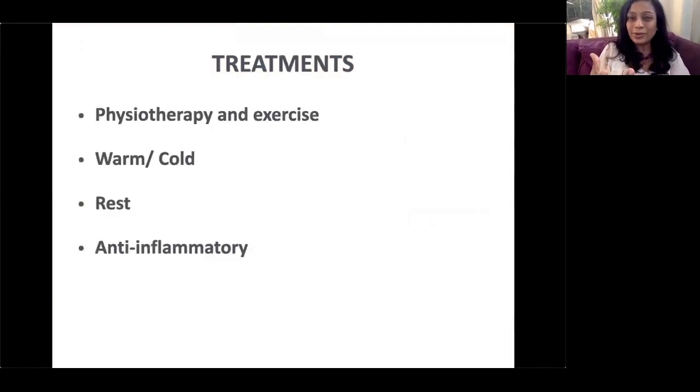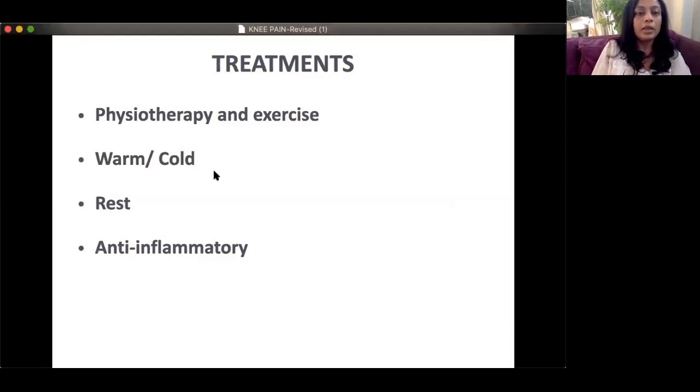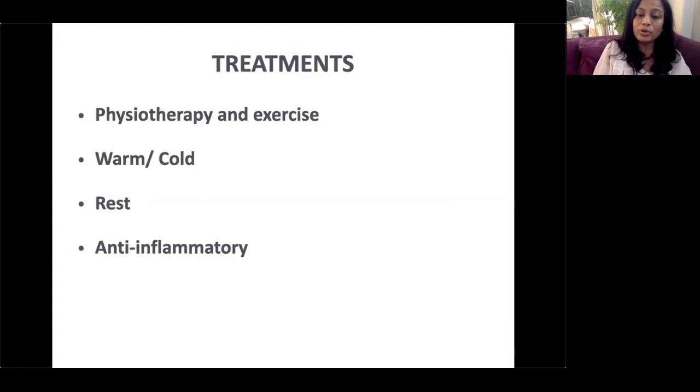So how do we treat all these things? Most of these things are treated, one, by physiotherapy with a variety of modalities, including TENS therapy, manual therapies, ultrasound. But the most important thing is exercises to strengthen the muscles around the knee. Warm and cold compresses, resting an injured knee, and short courses of anti-inflammatory or painkillers can be useful. These should not be used over long periods of time because anti-inflammatories can cause liver problems, stomach problems, and kidney problems.